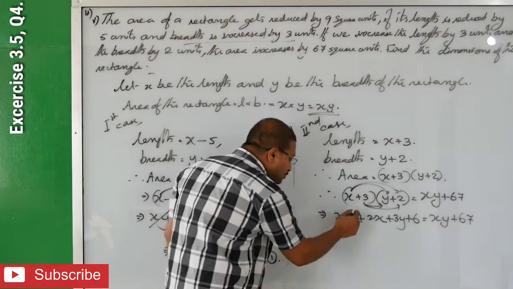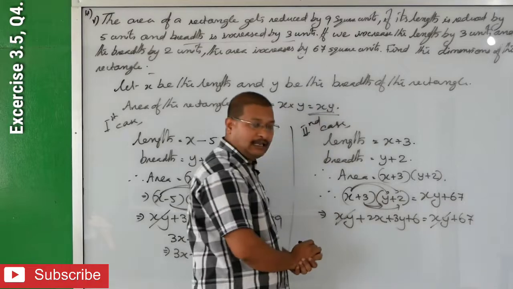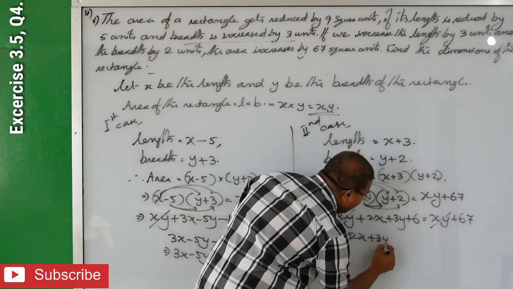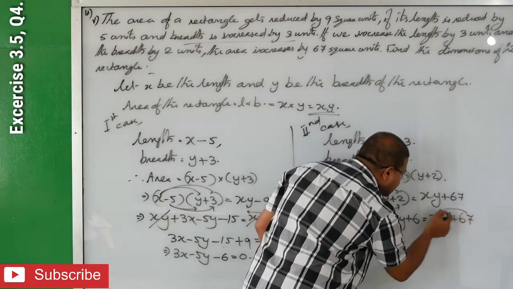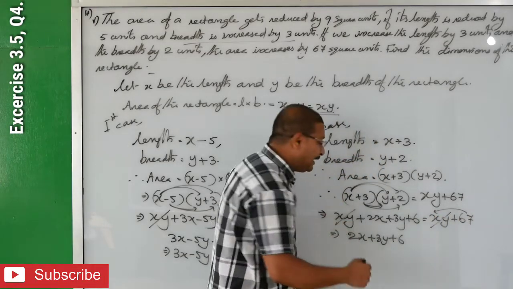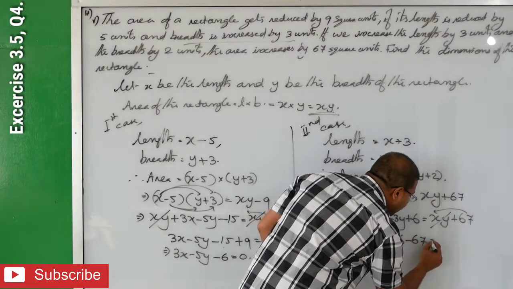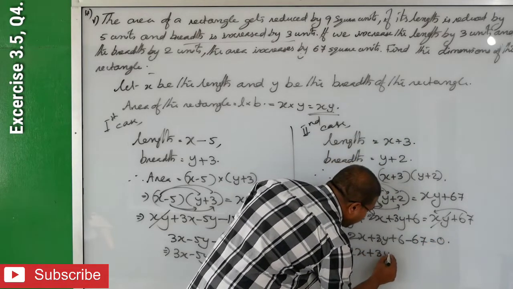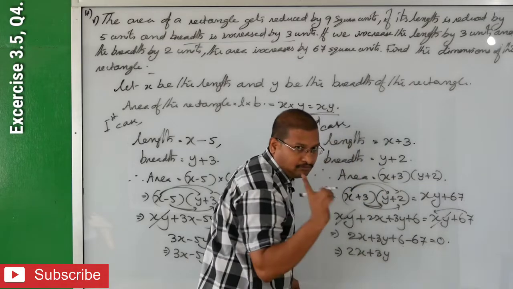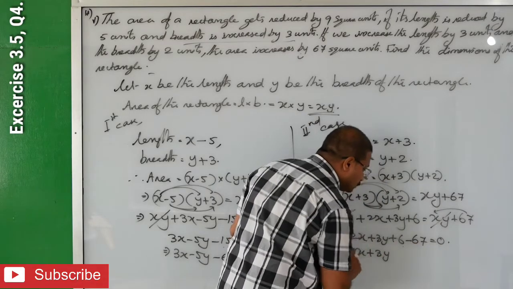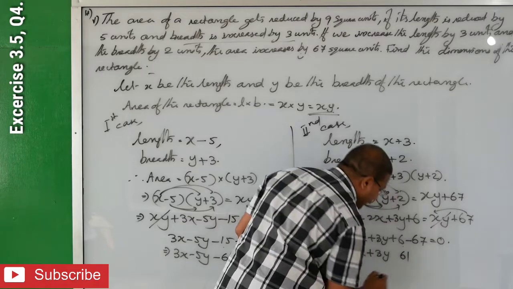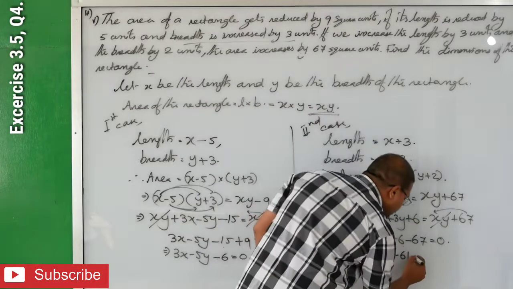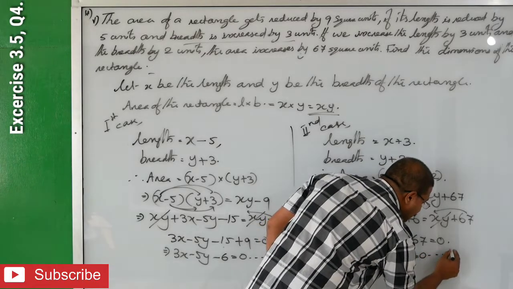Same style, both sides xy will cancel. And the balance, this implies 2x plus 3y plus 6. Now 67, when it comes to the other side, minus 67 equal to 0. This implies 2x plus 3y. Now plus and minus, so 67 minus 6, that is 61. But of course the bigger number is minus. So the answer is 2x plus 3y minus 61 equal to 0. This is the second equation.